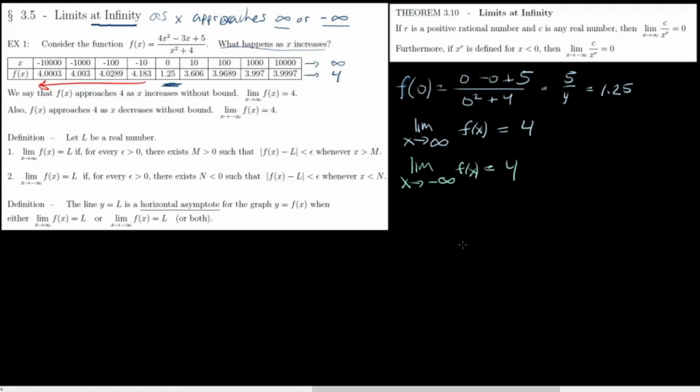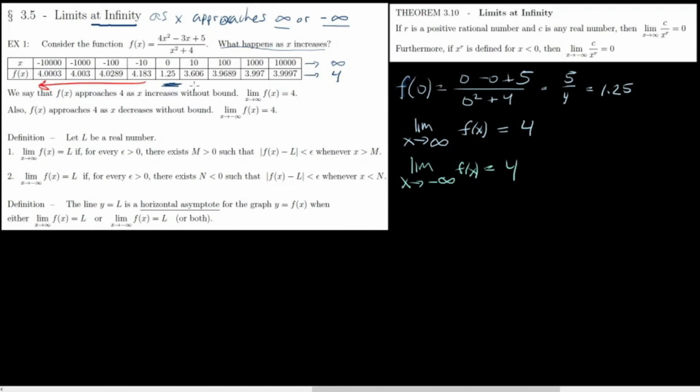Now, in this example, you can think of that as maybe a coincidence, that whether you're going to positive infinity or negative infinity, you get the same value, you get 4. That may happen, that may not happen in other functions. So just keep in mind that these end up being the same value for this particular example here.